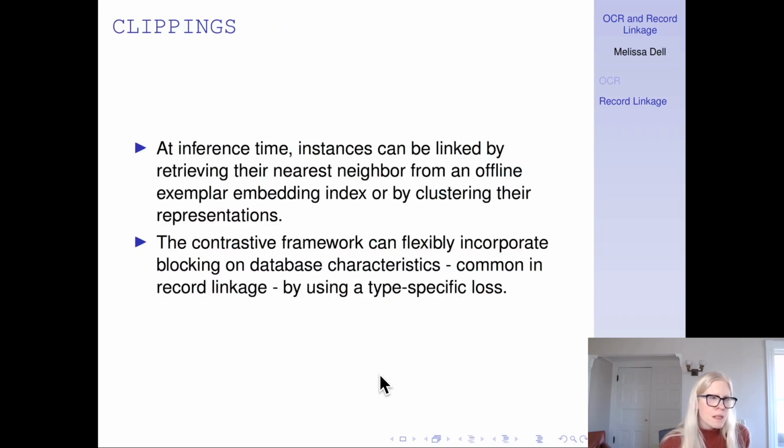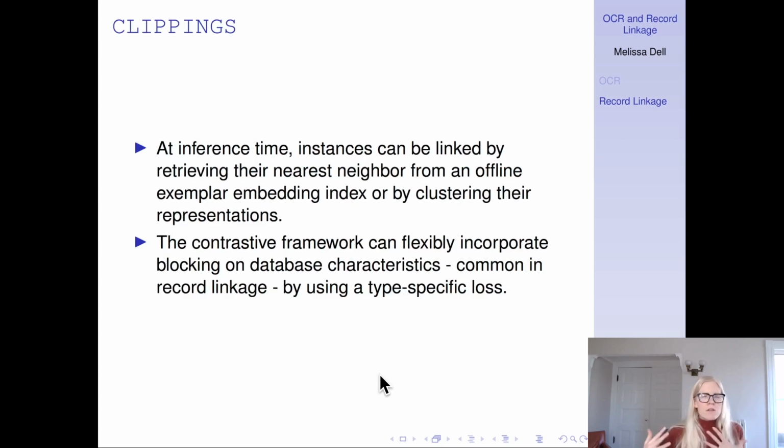So at inference time, instances can be linked by retrieving their nearest neighbor from an offline embedding index, or by clustering the representations. And this contrastive framework can flexibly incorporate blocking on database characteristics, which is common in record linkage, by using a type-specific loss.